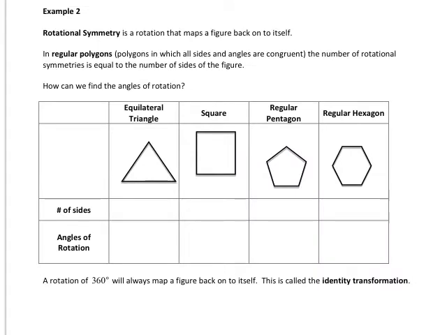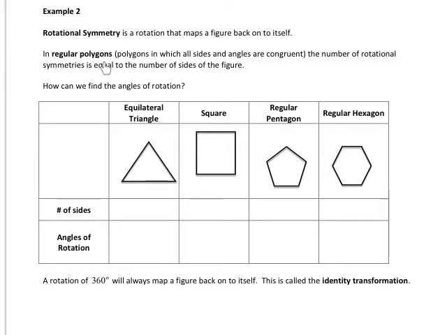So we're going to talk about rotational symmetry next. Rotational symmetry is a rotation that maps a figure back onto itself. So when we rotate a figure, we're not rotating about a separate point. We're rotating about a point in the center of the figure, like in the triangle down here. And if I have a figure that has rotational symmetry, I can turn this figure, and within a certain number of degrees before 360, before a complete rotation, it's going to look like the original figure.